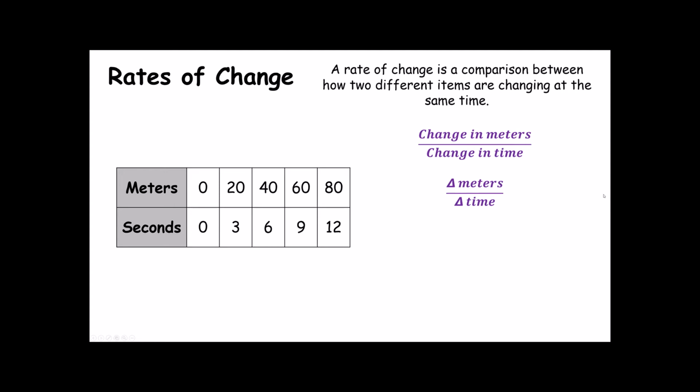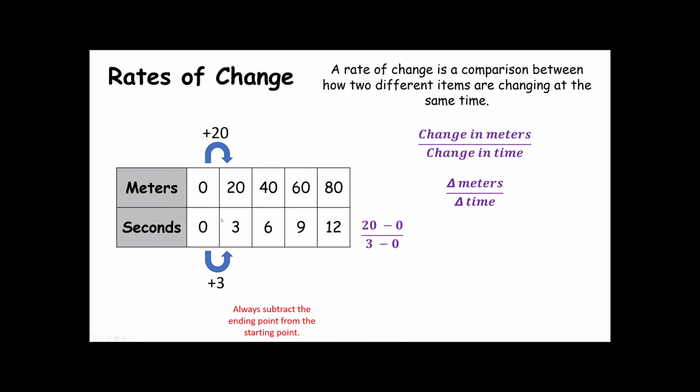So let's take a look at what that looks like. If I want to talk about the change in meters, what I want to see is that in my first two ratios, or rates, I apologize, I've gone from 0 meters to 20 meters for a change of 20. I've gained 20 meters. But it took me 3 seconds to make that change in distance. So I have traveled 20 minus 0, or 20, meters in 3 minus 0 seconds.